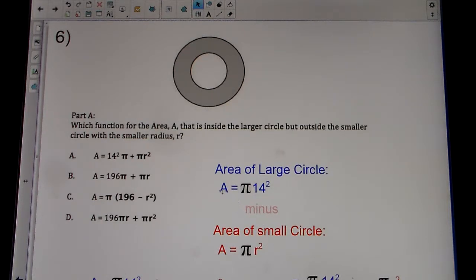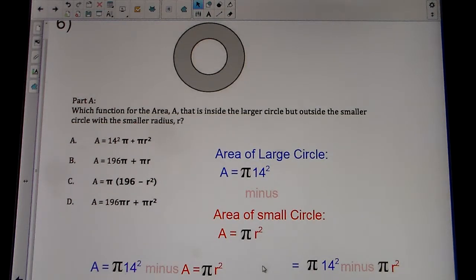So if the area of the large circle, based on this information, is 14 squared pi, we're going to do 14 squared pi minus pi r squared. Now what is 14 squared? Well, we're going to crunch out that number and we're going to get 196. So I'll bring this information up a little bit.